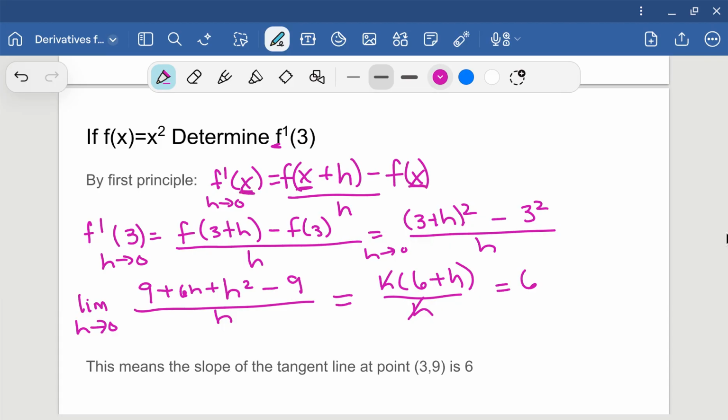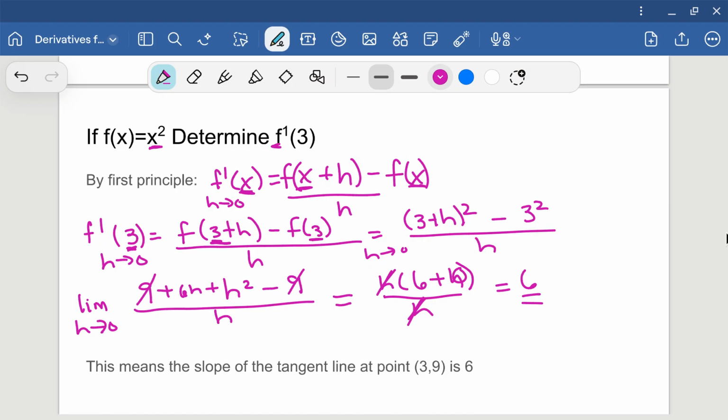So if I'm trying to find f prime of 3, I'm going to plug in 3 every time I see an x. Then I can replace my brackets into the original function like I did here, and then expand everything out. Once you expand it out, you'll see that your 9's will cancel. You'll also see that you can factor out an h, and then the h's will cancel. And then when you plug in your limit of 0, you get the value of 6.